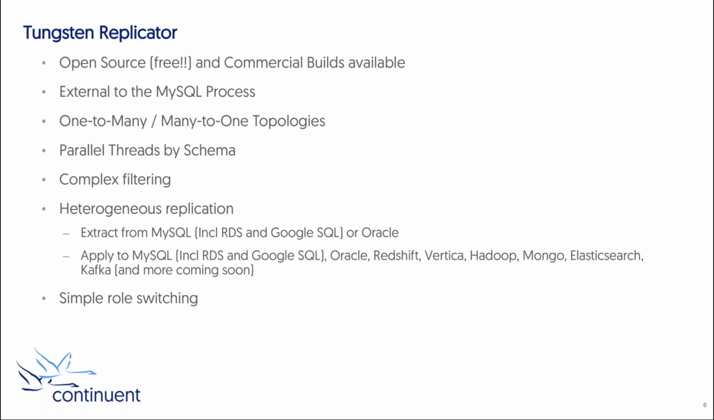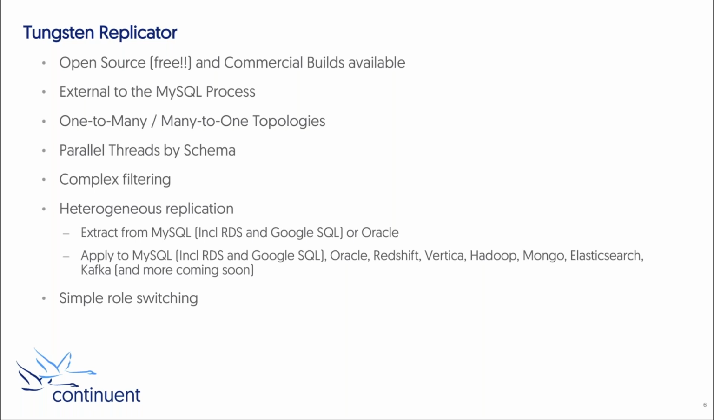We can configure many different topologies, such as one-to-many and many-to-one, and we're going to look at those over the next few slides, so I'm not going to dig too much into that right now. We also have the ability to apply in parallel on a schema level basis, similar to native replication. And one of the more powerful features of our replicator allows us to apply very complex filtering at different stages of the process. Matthew's going to be talking about the filtering shortly, so I'm not going to steal his slides. I'll let him talk about that when we get to that point.